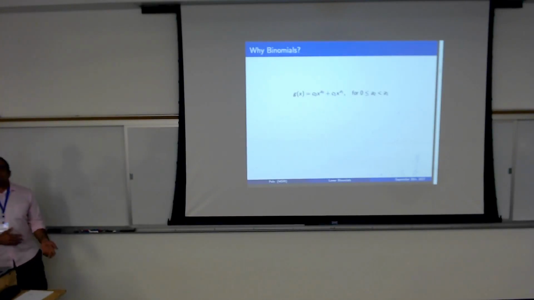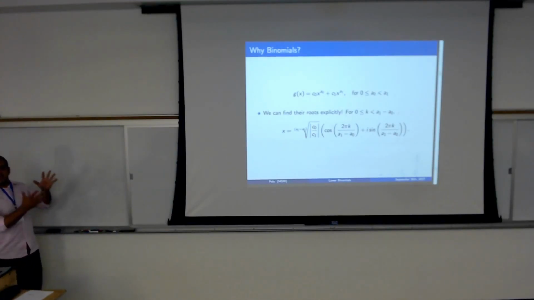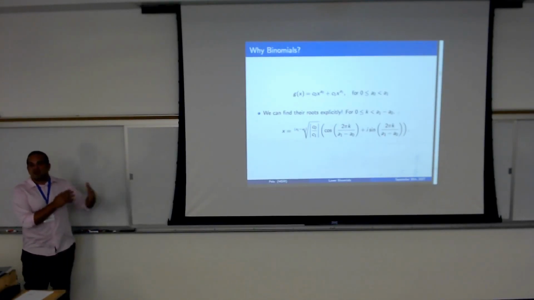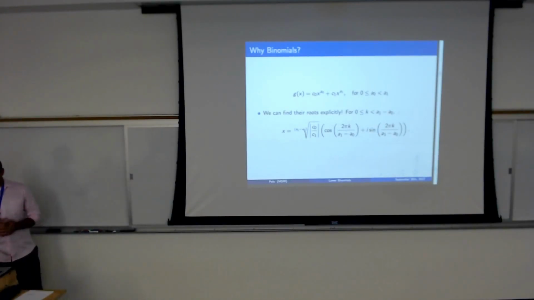But why binomials? Well, because for binomials we can play around with Euler's formula, and we can find an explicit way to solve for binomials. So the idea basically is, once you have a trinomial, we transform the problem of finding the roots of a trinomial into the problem of finding the roots of two binomials, and we know how to solve for binomials.